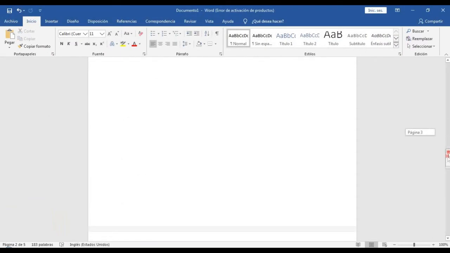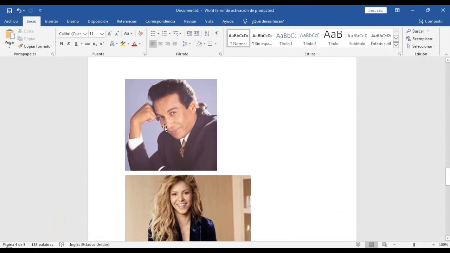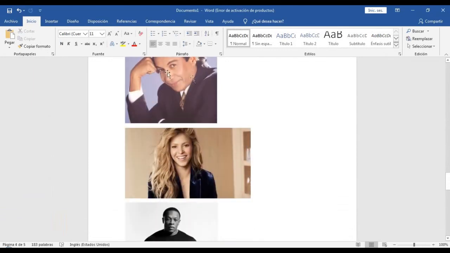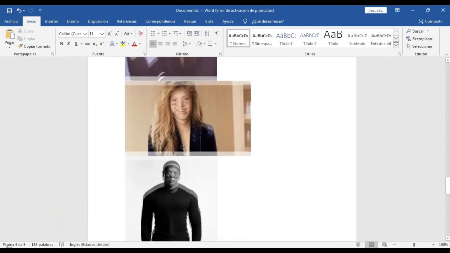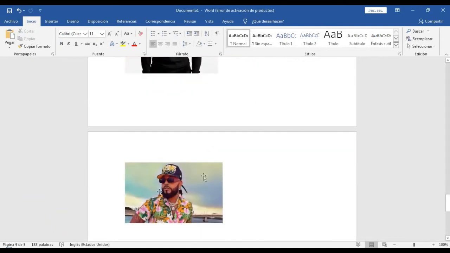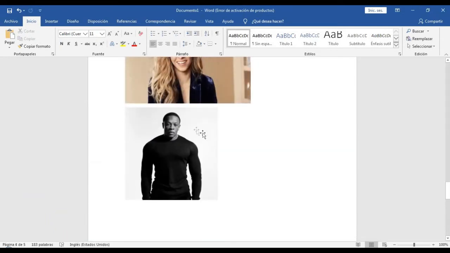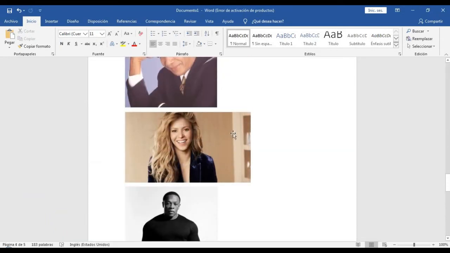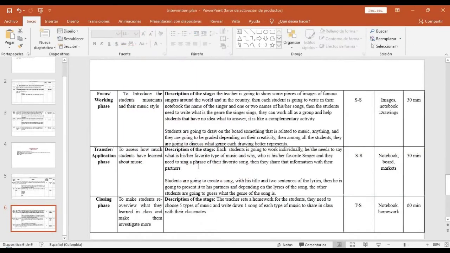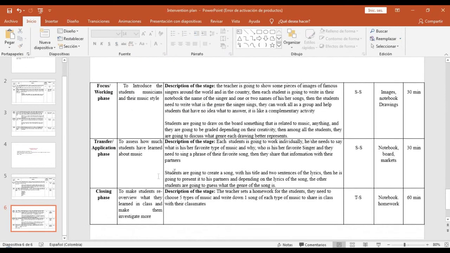Here I have an example of some of the images that I'm going to show from some singers. Of course, this is not all. This is Diomedes Diaz, Shakira, Dr. Dre, Kevin Flores. But of course, there are many more that are also known around the country and around the world. Well, let's continue.